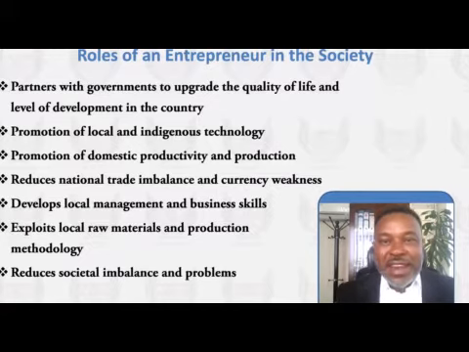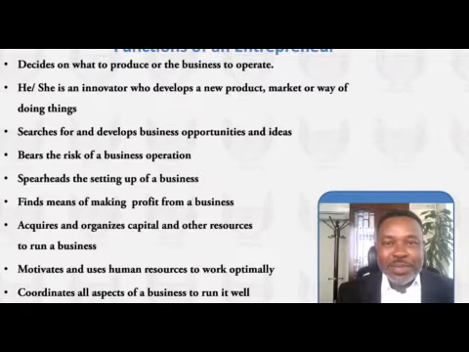Right, entrepreneurs play very important roles in the society. Some of them are partnering with governments to upgrade the quality of life and level of development in the country, promotion of local and indigenous technology, promotion of domestic productivity and production. They also help in reducing national trade imbalance and currency weakness. They develop local management and business skills when they teach other upcoming entrepreneurs. They exploit local raw materials and production methodology. They also reduce societal imbalance problems.